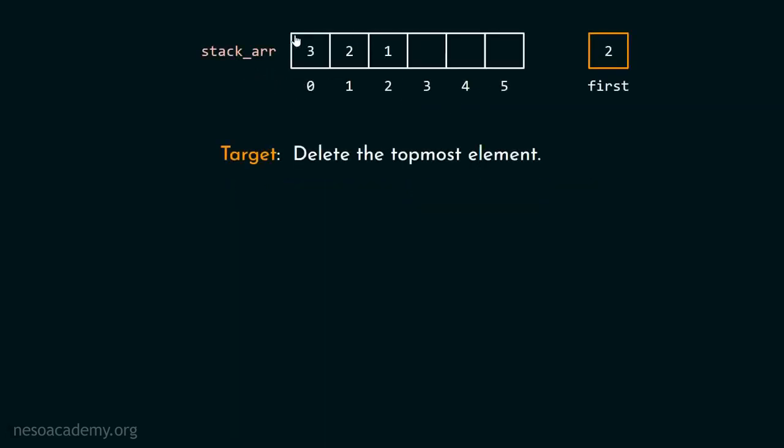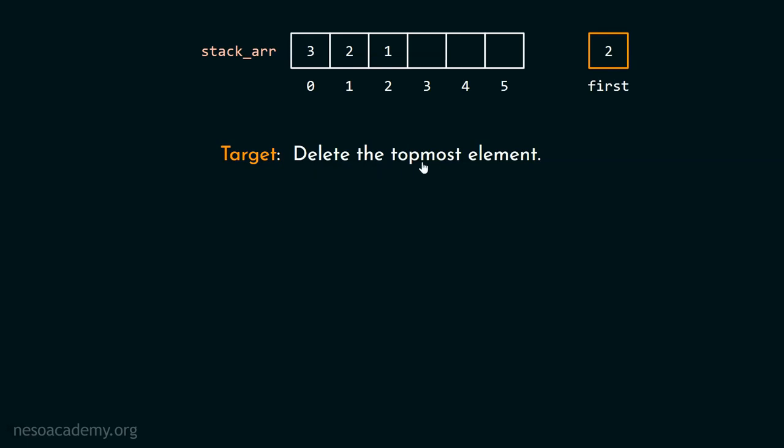Let us suppose this is the initial state of stack ARR. Currently there are 3 elements in the stack, and the first variable is keeping track of the first inserted element. We know this already, right? This is what we have learned in the previous presentation. We have to keep a variable first instead of top. There is no need to keep track of the topmost element. We just have to keep track of the first inserted element. This is the first inserted element and the index of this element is 2. That is why you can see that the first variable is holding this value 2.